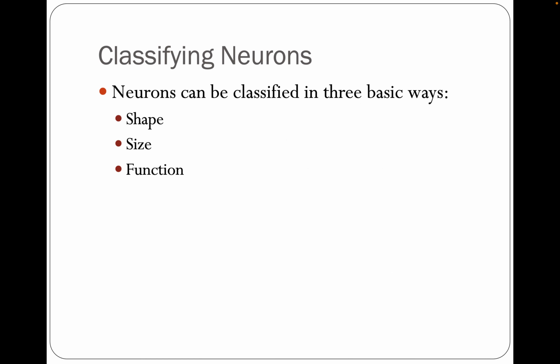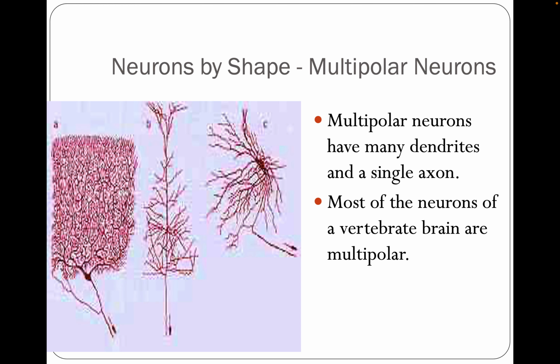Neurons can be classified in three basic ways: shape, size, and function. Multipolar neurons have many dendrites and a single axon, and that's what we see here. Most of the neurons in the vertebrate brain are multipolar, and that's it right there.